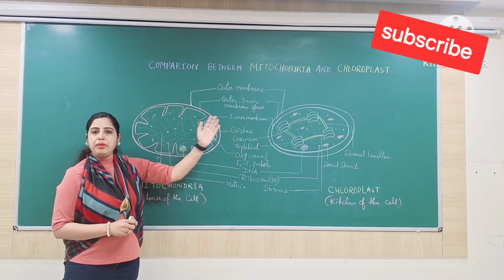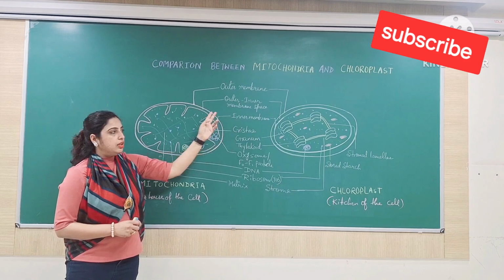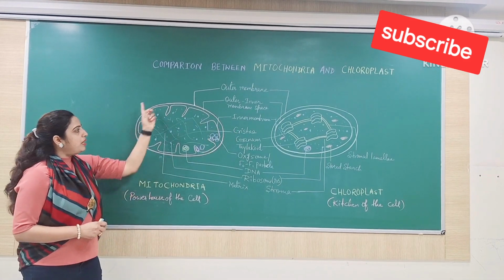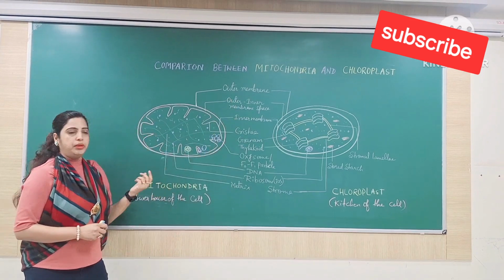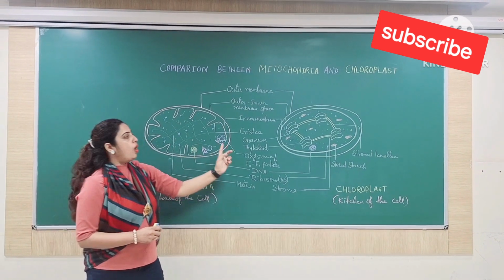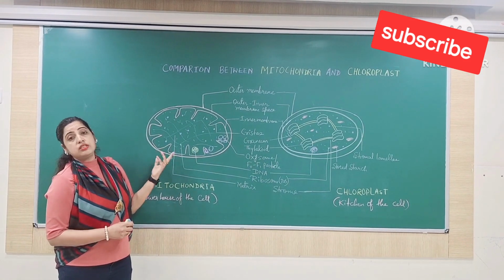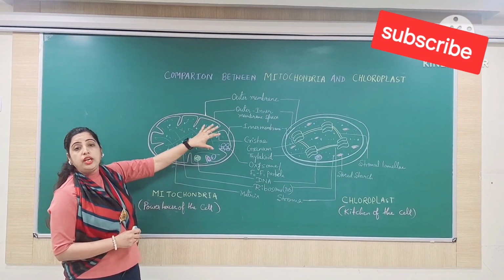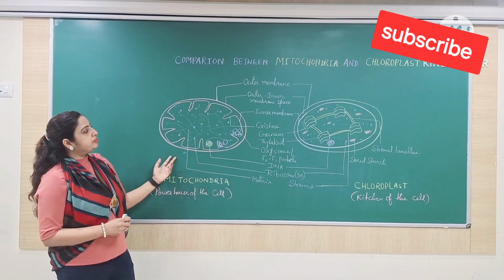Both are double membranous structures, with an outer membrane and an inner membrane, and you will see a space in between the outer and inner membrane. We simply call it the intermembrane space. You can also call it perimitochondrial space or periplastidial space. You might be thinking, what is the role of this? It has a very important role, but we will be discussing it in the next class.